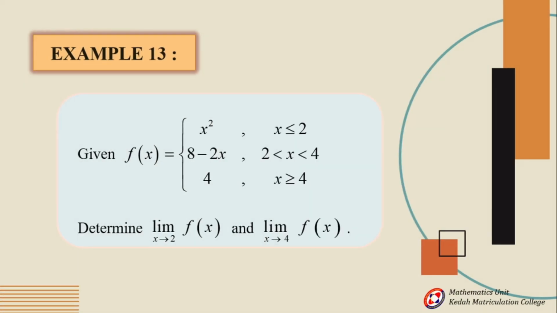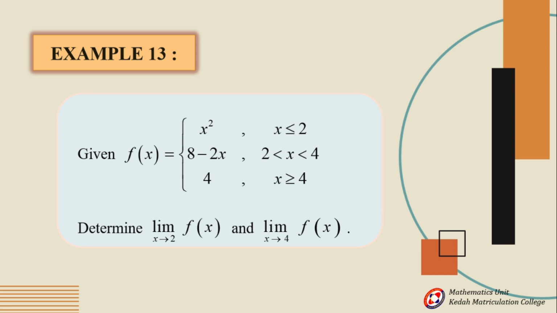Example 13. Given f(x) equal to x squared when x is less than or equal to 2, f(x) is equal to 8 minus 2x when x is greater than 2 and less than 4. f(x) is equal to 4 when x is greater than or equal to 4. Determine the limit of f(x) as x approaches 2, and the limit of f(x) as x approaches 4.